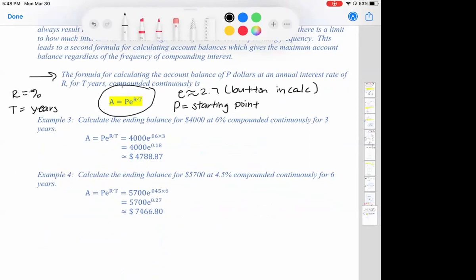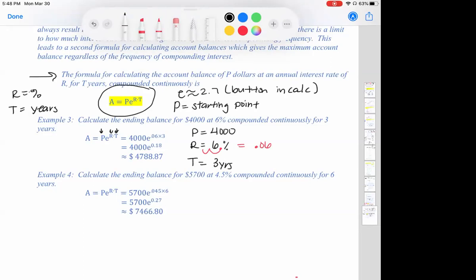So just like before, everything has that same meaning except for E. E is a button. Example 3, calculate the balance for $4,000 at 6% compounded continuously for 3 years. Okay, so I need to find P, R, and T. E is just a number. So my P is my initial amount, which is 4,000. My R is my rate, which is your percent, 6%. Remember, change your percent to decimal. So we move the decimal to the left, which is 0.06. And then we need a T, time. How many years? 3 years.